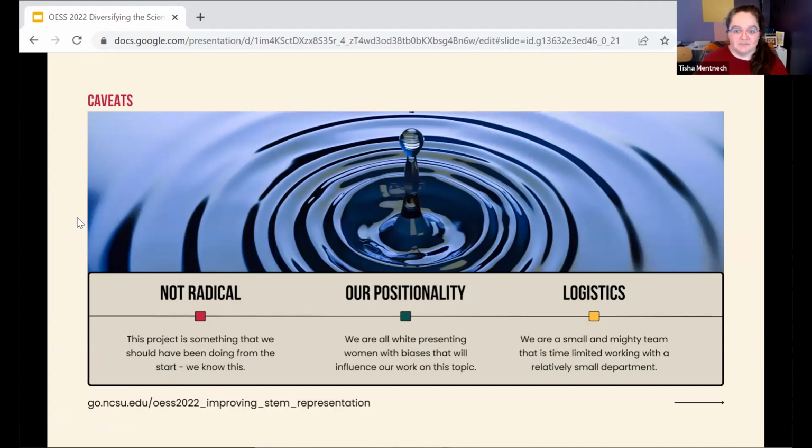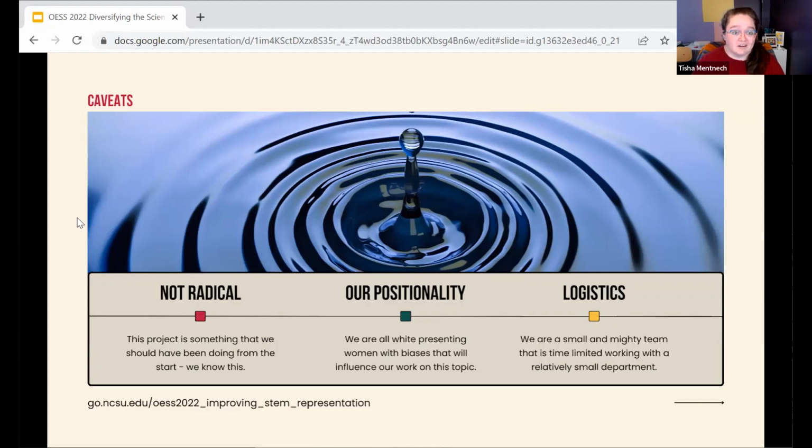Yes, thank you, Michelle. So one thing that we want to make sure is the work we're doing is not radical. This is not something that we should be applauded for. This is something that everyone needs to be doing in their work. We're just sharing with you the way that we have been doing it in our process.